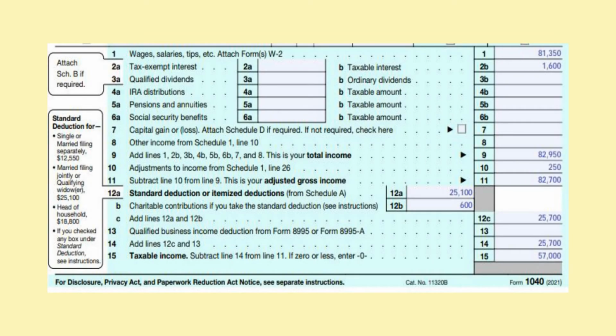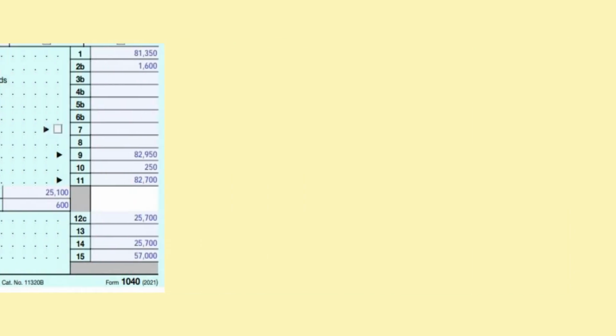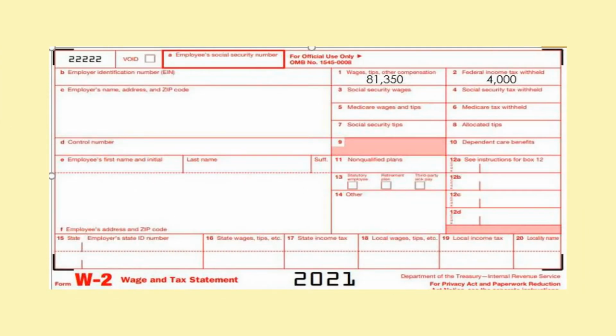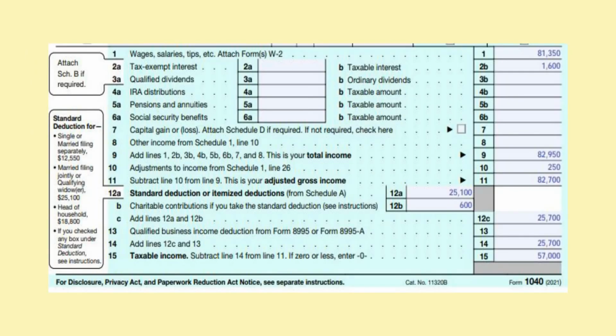On line 1, put your wages. You can find this information in box 1 of the Form W-2 that your employer sent you. In this example, it is $81,350. On line 2, put your interest income. On line 3, your dividends. In our example, we have $1,600 of interest income. This would have been reported to you on a 1099 from your bank.